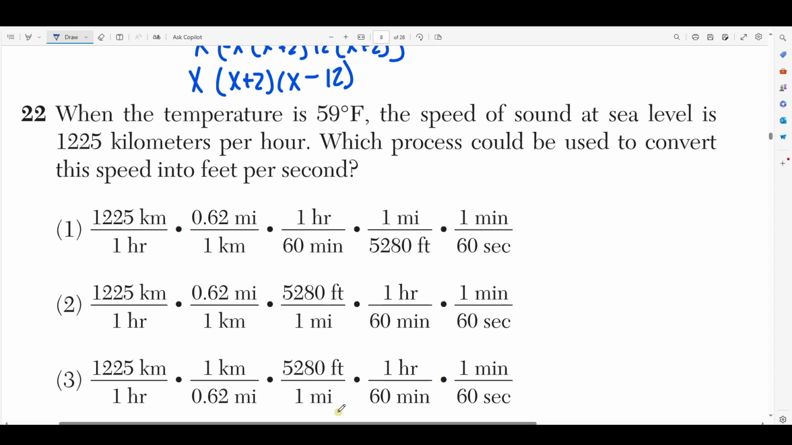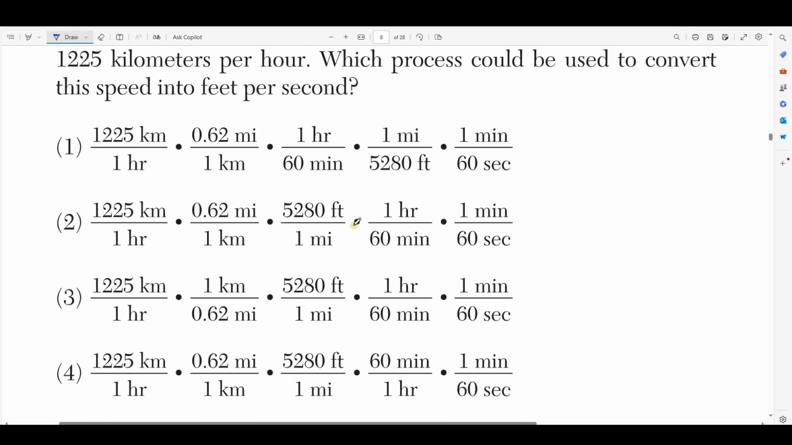So whenever you're looking at a long chain of fractions like this, you don't need to figure anything out other than the end units, right? Here you want to convert this speed into feet per second. So you want to have feet on top and seconds on bottom, which means that each one of these units needs to cancel out to have feet on top and seconds on bottom.